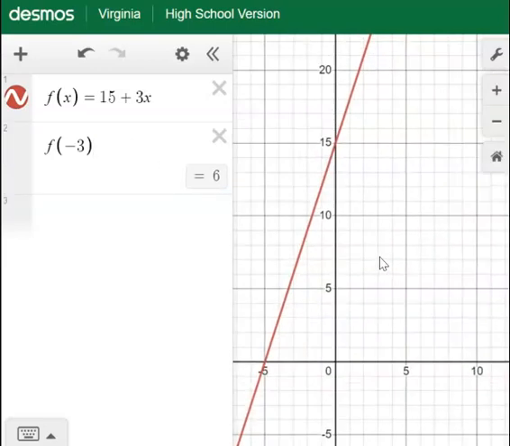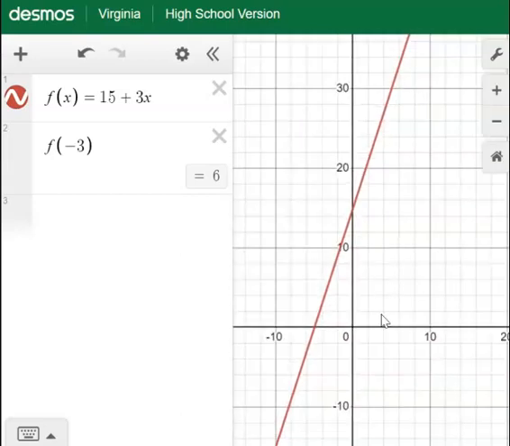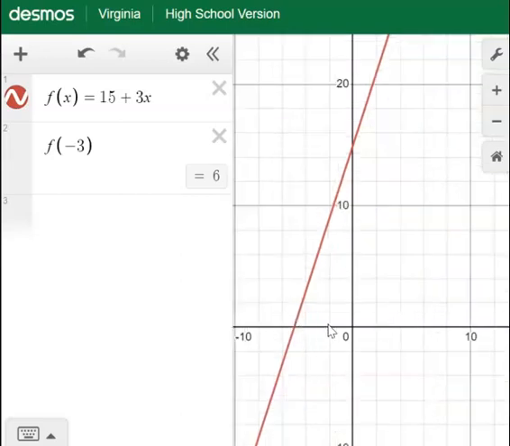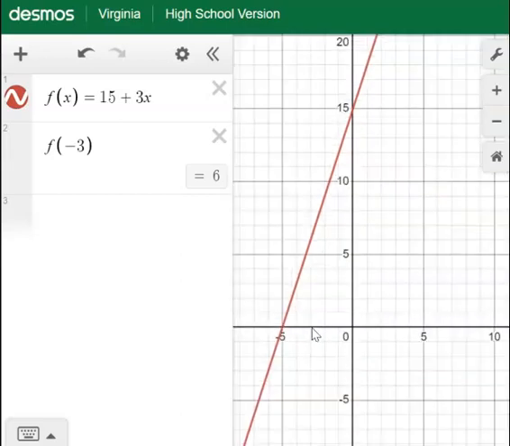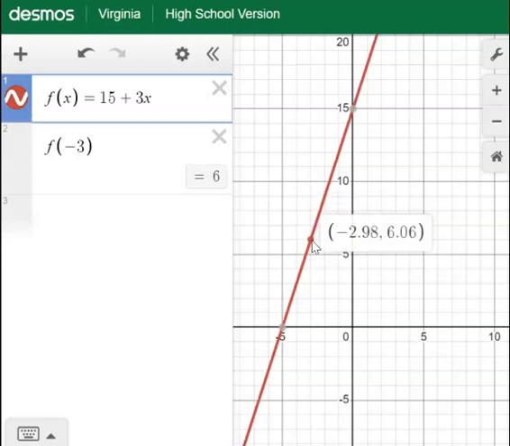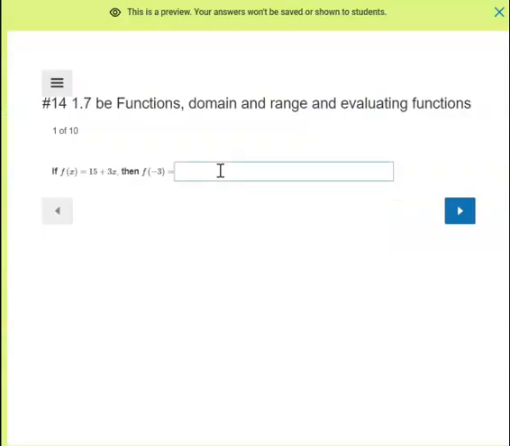Or you can always go to 3 here, and you're looking for negative 3. Negative 3 is here. And then you see that my y is at 6 right there. Okay, alright, that's that.